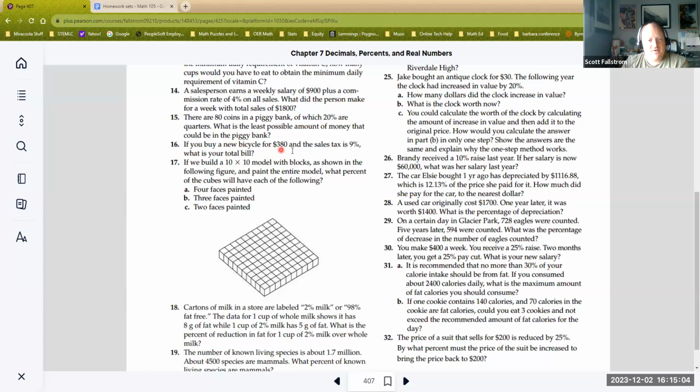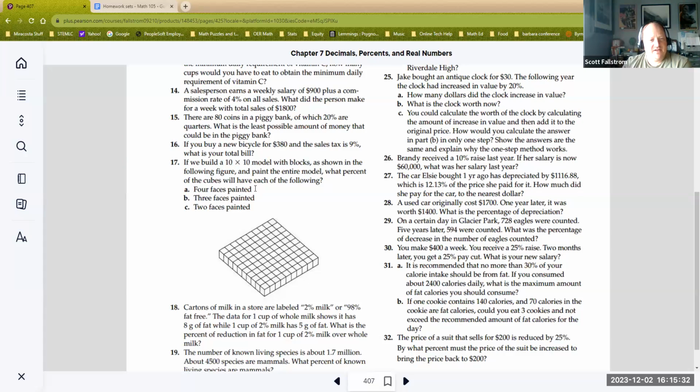A new bicycle is 380. The sales tax is 9%. What is your new bill? Hey, this is a great chance to do it all in one shot. You have $380 is the price. Sales tax is 9%. Just think, sales tax is an increase on what I'm doing. So I'd have 100% plus the 9%, and I would multiply one time. And that would be my new bill. That's it.